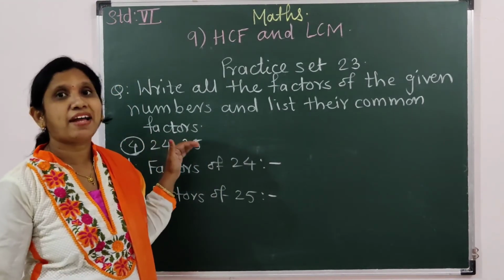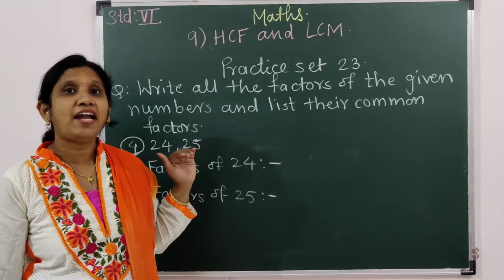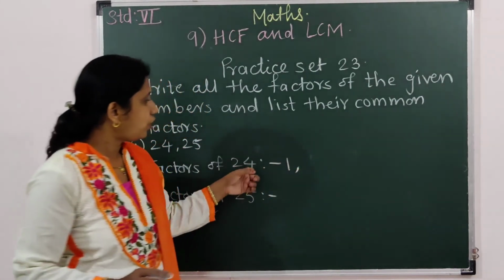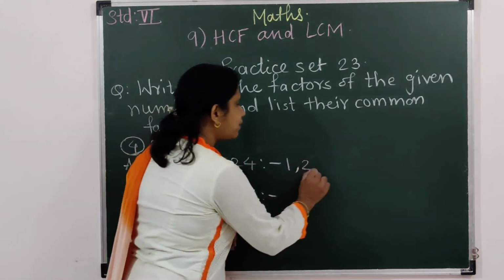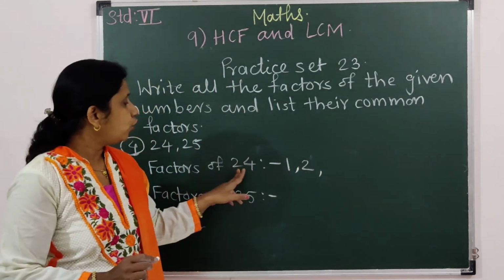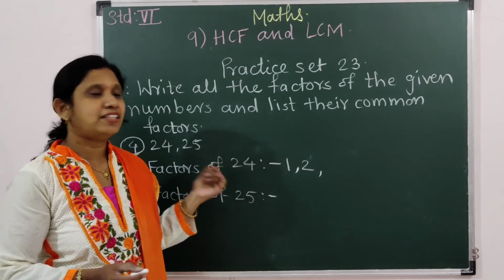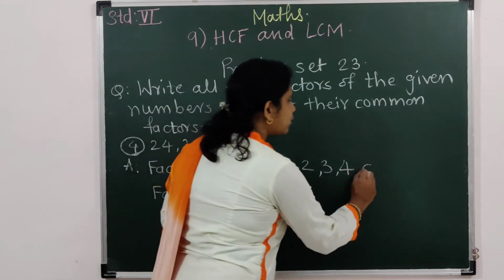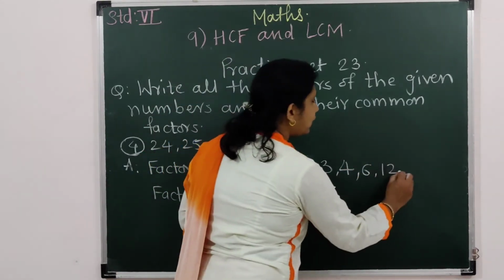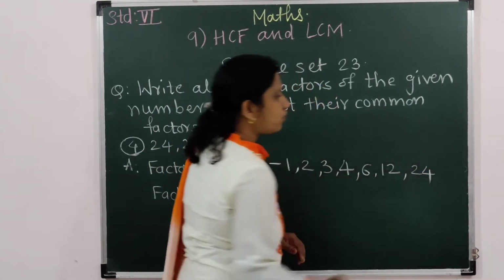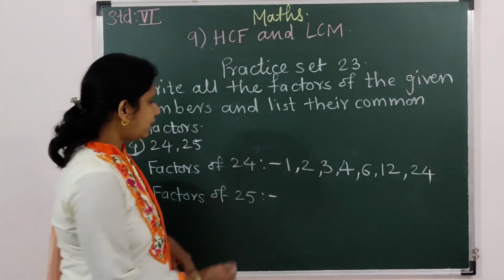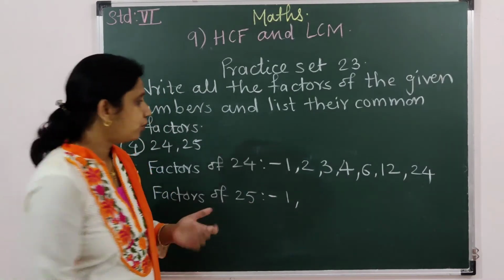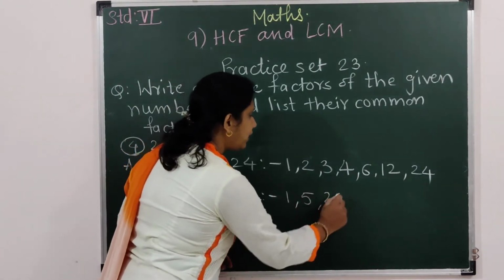We have to write the factors of 24 and 25. So let's write the factors of 24. 1. The unit place digit is 4, so it is divisible by 2. Then 2 plus 4 is 6, so yes, it is divisible by 3. 4 sixes are 24, 6 fours are 24, then 12 twos are 24 and 24 ones are 24. Now the factors of 25 are 1, and since the unit place digit is 5, it is divisible by 5, and 25.